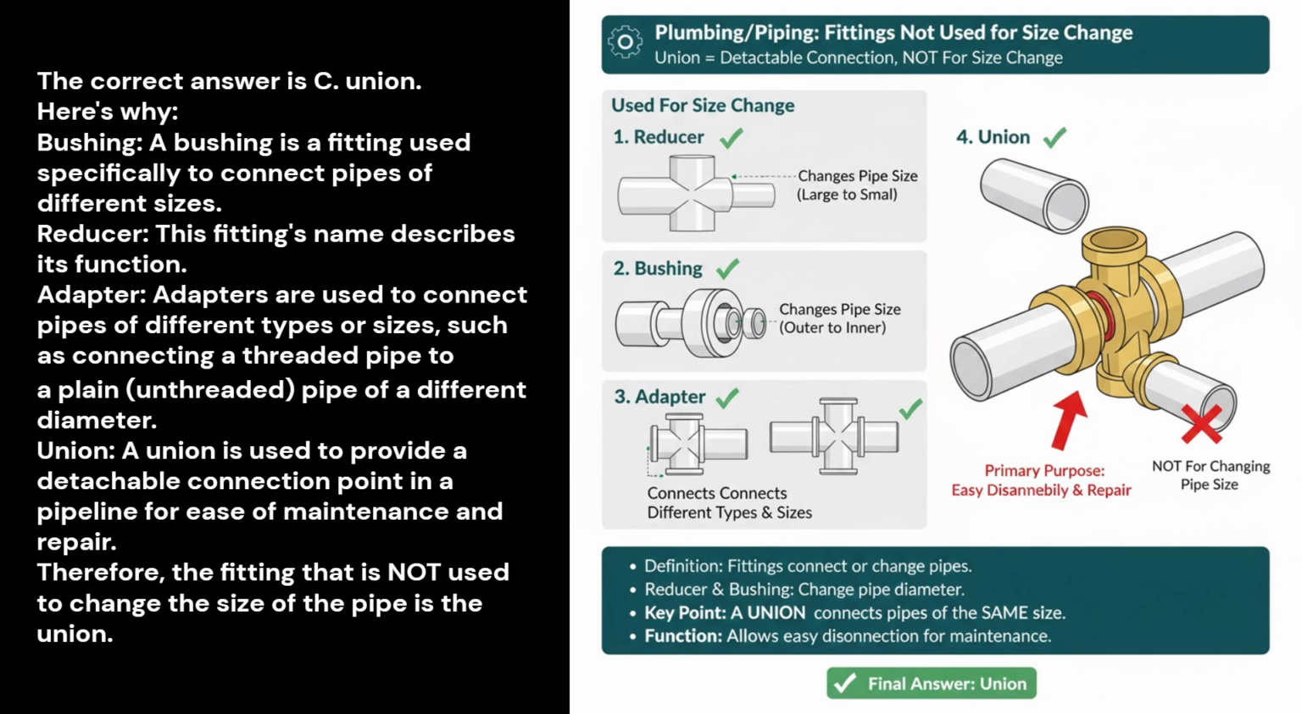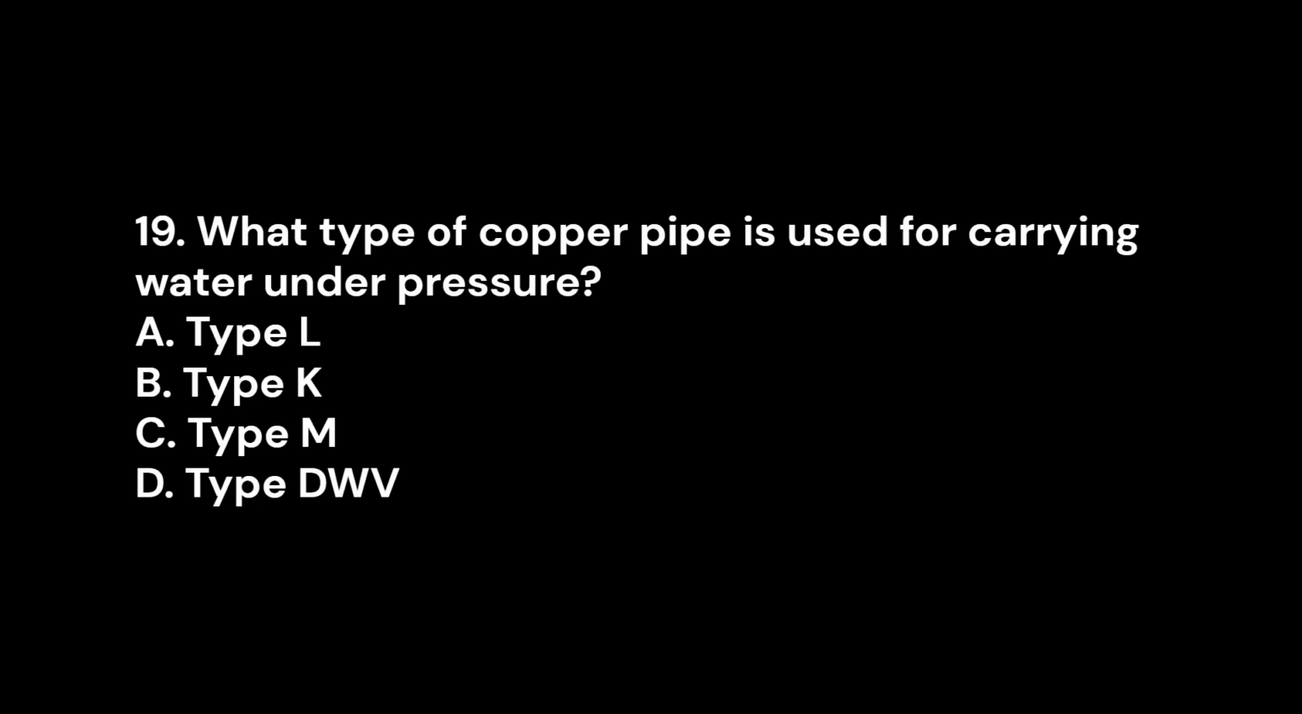Union. A union is used to provide a detachable connection point in a pipeline for ease of maintenance and repair. It is not used to change the pipe size. Its purpose is to allow for disassembly, not reduction or enlargement. Therefore, the fitting that is not used to change the size of the pipe is the union.